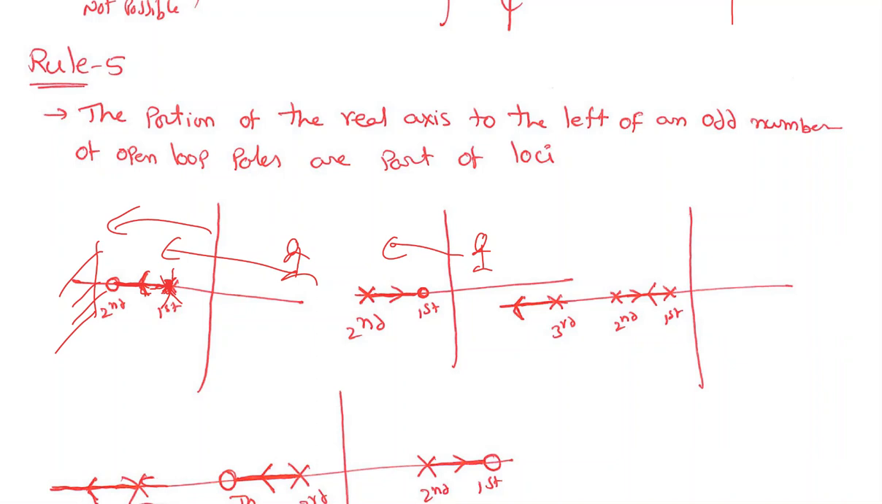Same thing here. Start from here, move in this direction. I have two poles. We know that locus always starts at the pole, so the locus is starting from the pole. What happens once it reaches somewhere? It need not be the midpoint. We'll talk about where it splits in the next rule. One line is going to go there, another line is going to go there. They're going to split. Here we have two poles on the right hand side, so 2 is an even number, so there is no locus in between. And here there will be locus because we have 3 poles.